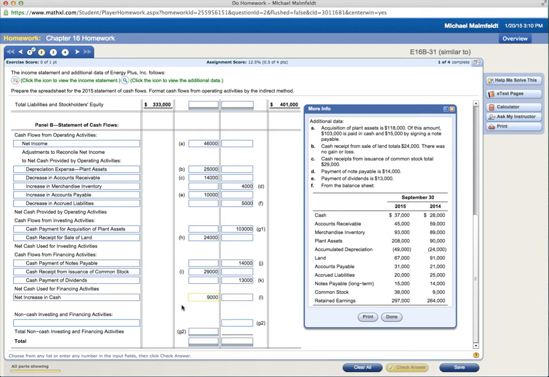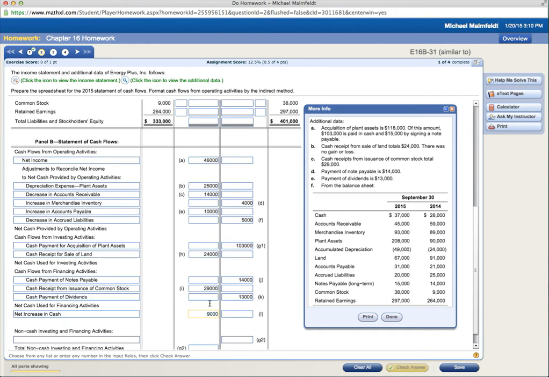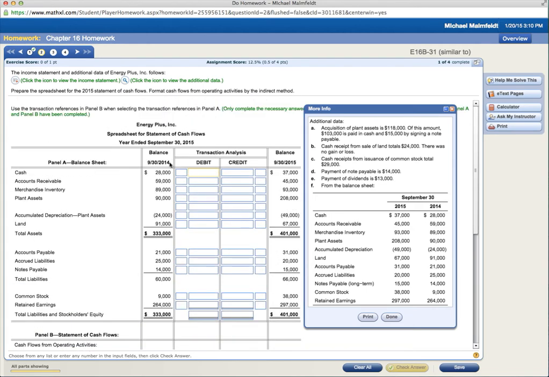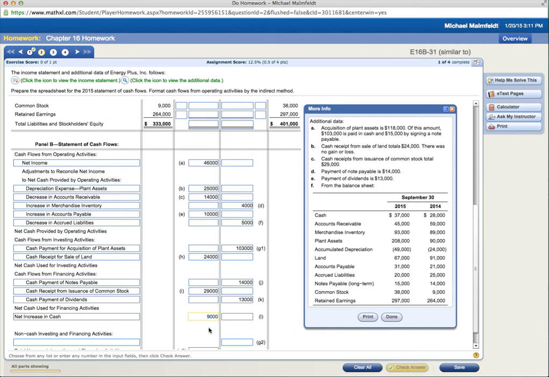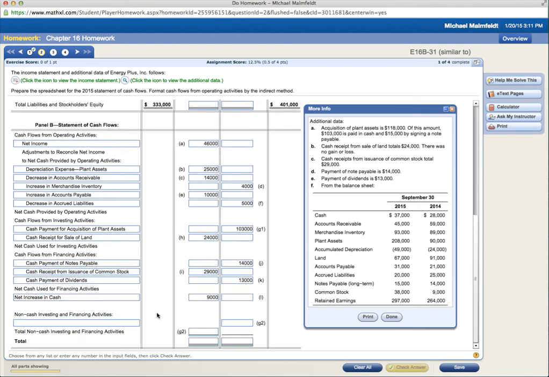Okay, so now it's important to look at that number, $9,000, come up here or look at this comparative balance sheet and make sure that the difference between 2014's cash and 2015's cash agrees with what I put on my statement of cash flows as the either net increase or decrease in cash. I put a net increase of $9,000, and if I look here from 2014, I should add $9,000 to that and get to this number, and in fact, that's what happens. So that's a good thing, definitely.